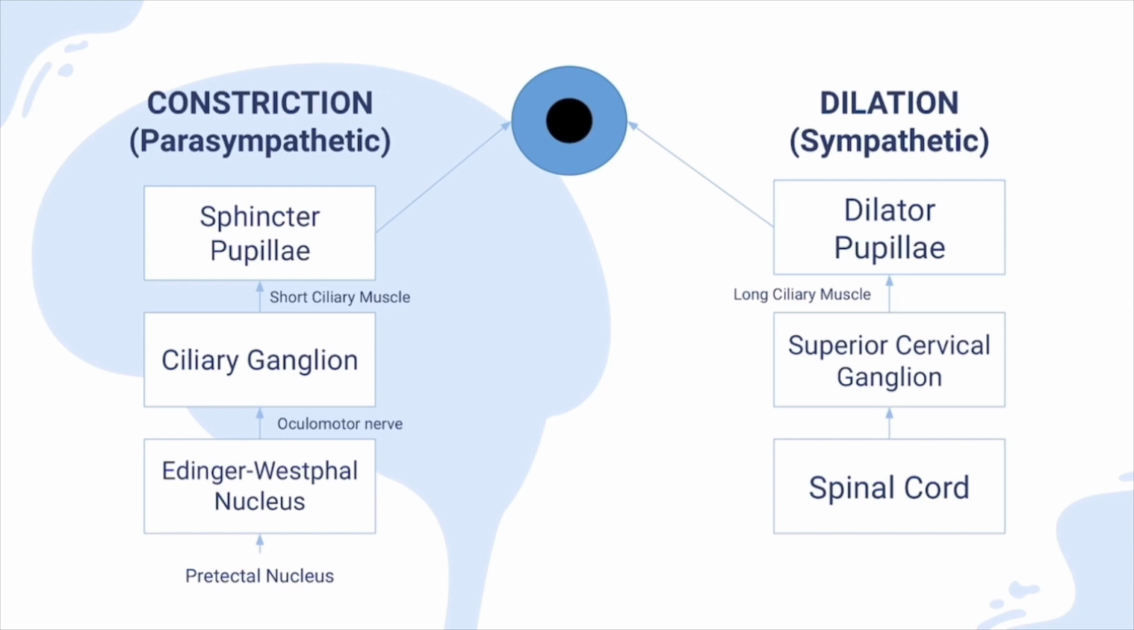Dilation is controlled by the dilator pupillae. Sympathetic innervation begins at the cortex with the first synapse at the ciliospinal center. Postsynaptic neurons then travel to the superior cervical ganglion, then through the carotid plexus, then to the long ciliary muscles, thus allowing the dilator pupillae to dilate the pupil.